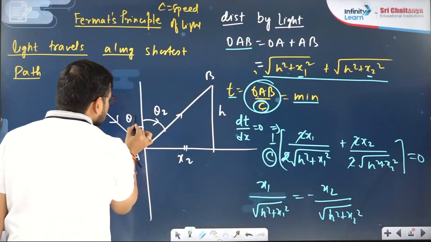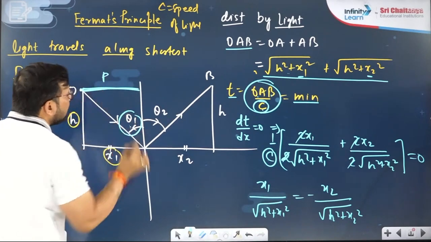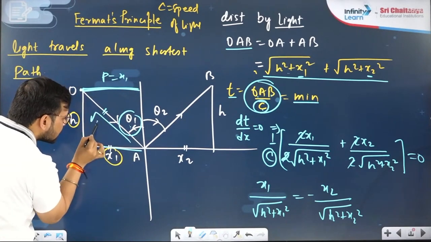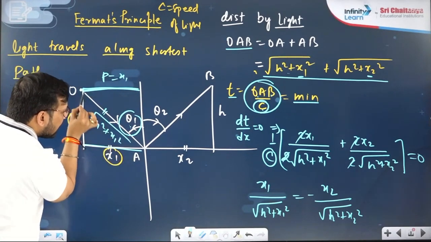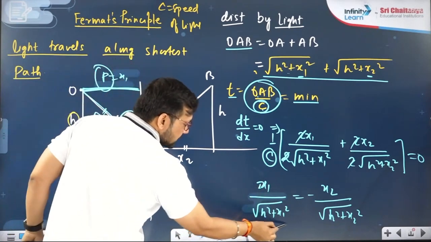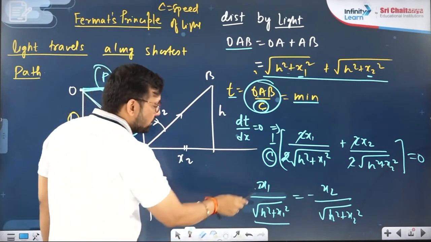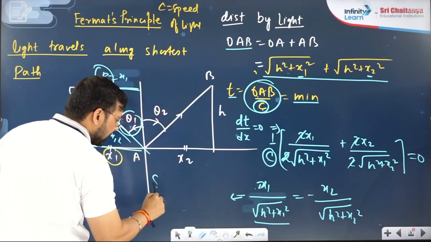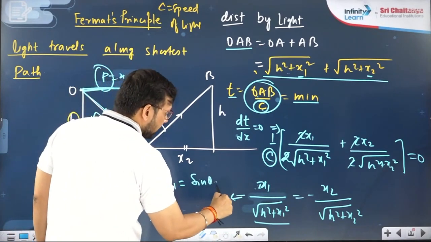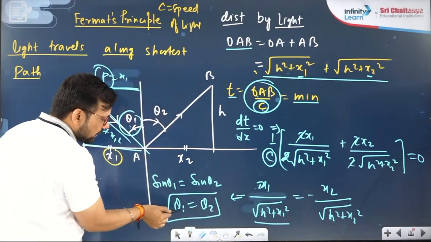Now please see theta 1. For this theta 1, the perpendicular is x1, and this is under root h square plus x1 square, which is the hypotenuse. So x1 by this is perpendicular upon hypotenuse, which means sine theta 1. And there it will be sine theta 2, and from here theta 1 will be equal to theta 2. It means angle I equals angle R.